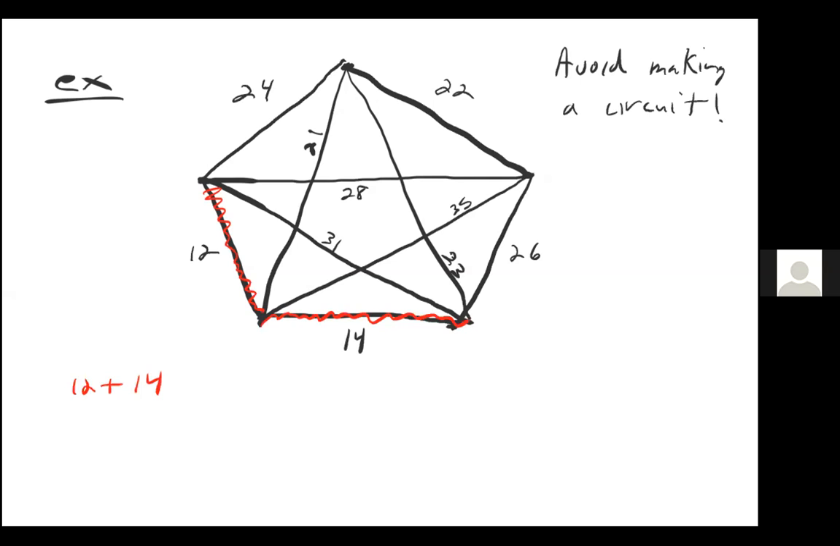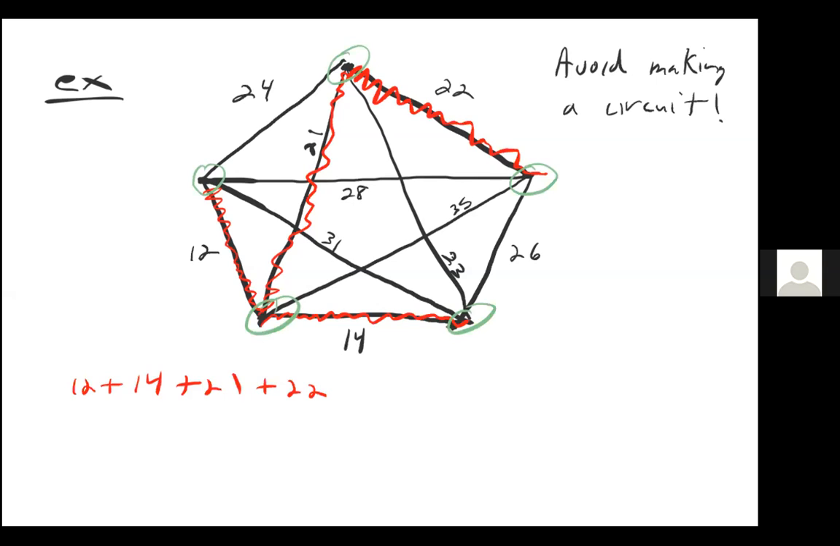And then the next smallest one looks like it is 21. That doesn't make any circuits. And then 22 looks next. Next. And I believe that I have hit every vertex, haven't I? There's only so many of them. I've hit this one, I've hit that one, I've hit this one, I've hit that one, and I've hit that one. So I'm done. That is a spanning tree.